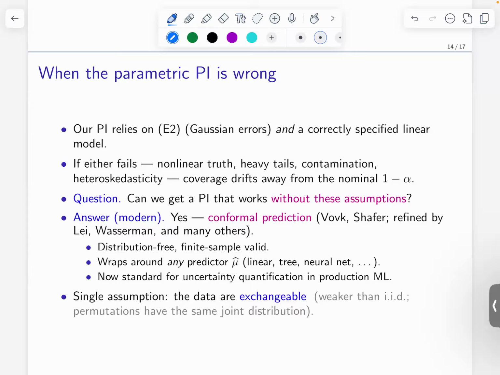It's distribution free, and it's valid for finite samples. It's not asymptotic. It works around any predictor, and that's the interesting part. You don't have to have a linear model. You could have a tree-based algorithm, XGBoost, or any ML model, like neural networks or deep learning. Any prediction model that you have, it just works for that. It's now commonly used in production ML for uncertainty quantification, because it's really minimal. The assumption that I make is that the data are exchangeable, which is weaker than IID.